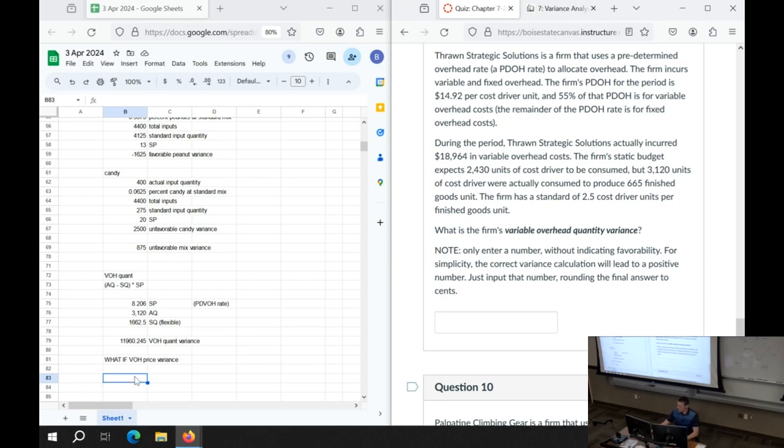So in this case, we have our actual quantity times actual price given to us. And we also know our actual quantity, so we can get our actual price out of this. This 18,964 divided by 3120 will give us our actual price, right? We have the total cost, which is actual quantity times actual price. If we divide that by the actual quantity, those cancel out, and we're left with the actual price.